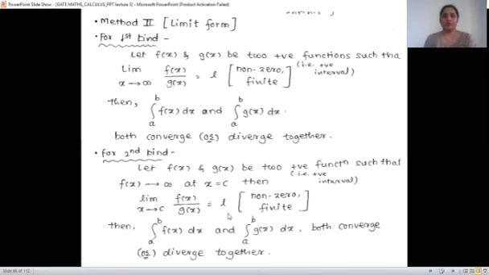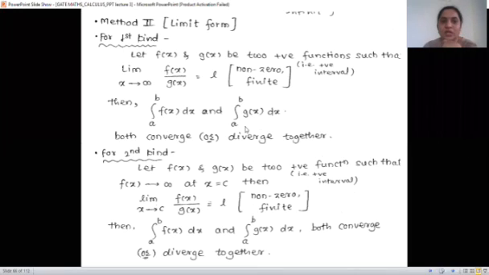Okay, so limit forms are there. If f of x and g of x are two positive functions such that the limit as x tends to infinity of f of x upon g of x is equal to L, and that L is non-zero and finite, then we can say integration f of x dx and integration g of x dx either both converge or both diverge together. We have seen this in M2.